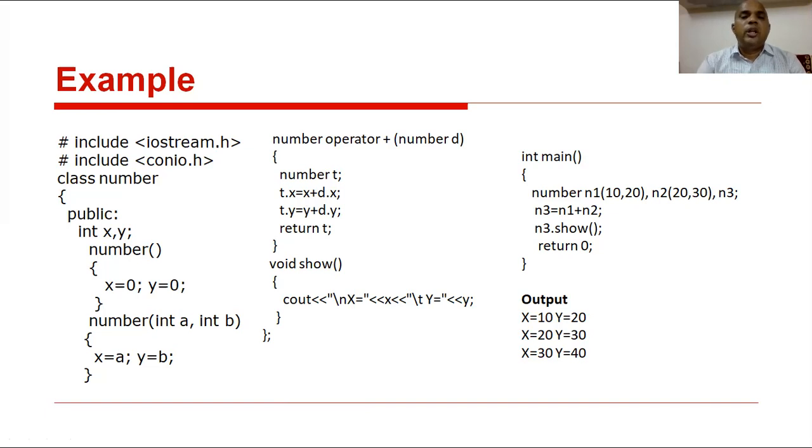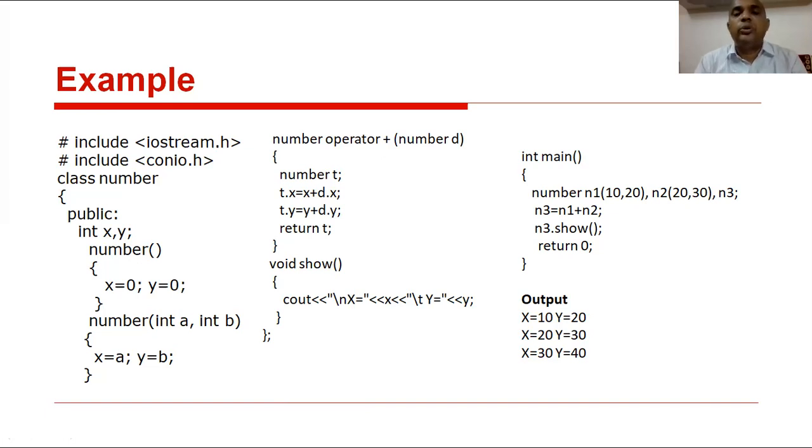Then Number operator plus, then Number d. It is not an integer, float, double or character. Number d is which type of variable? A class type variable. Clear all of you? Then t.x and so on, do something. This is called an operator overloading method, a binary operator overloading method. Clear?